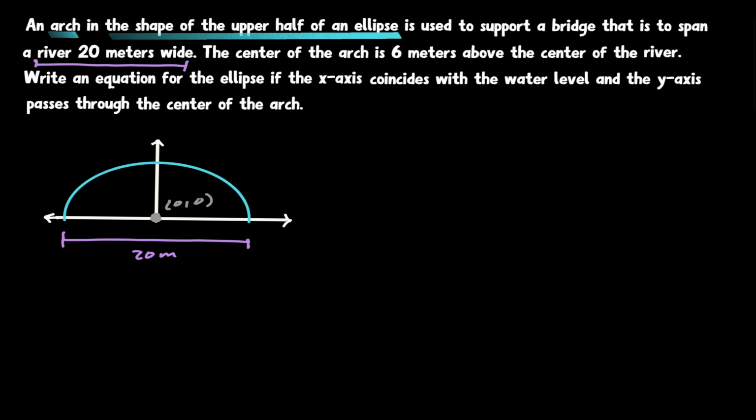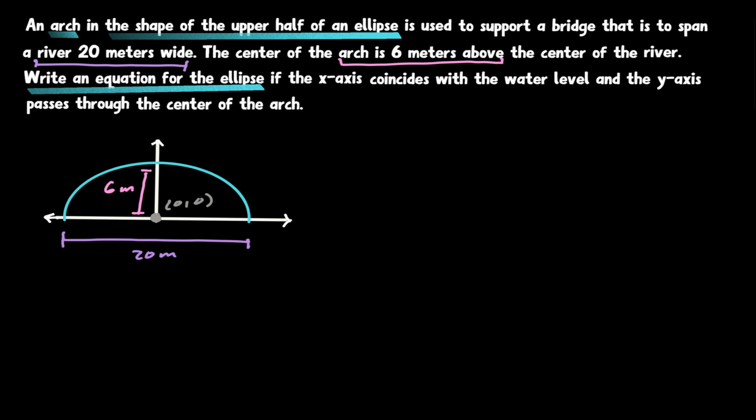Now the center of this arc is 6 meters above the center of the river. Well, using the figure below, that will be the distance from the center to the vertex of the minor axis. So let's place that information. That is 6 meters.